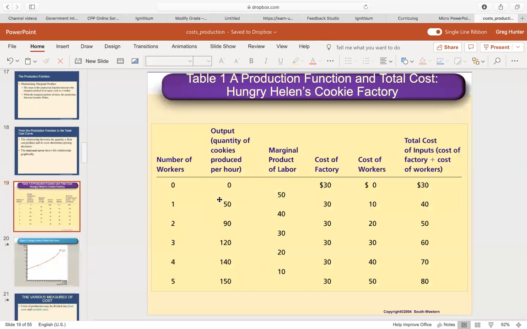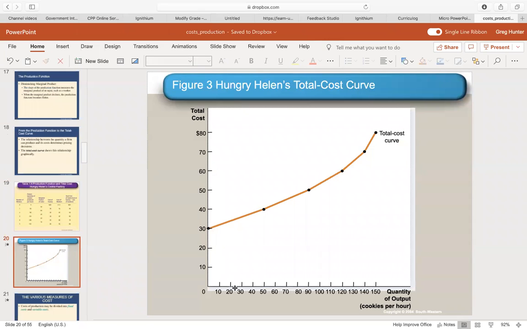So over here again, this is our table that has all of our information. And now we're interested in the relationship between the second column, which is the output, and the last column, which is the total cost. So if we graph that relationship, then we can see the total output, the quantity of output we're producing, and we can see the costs that the firm is paying to produce that output. And that's our total cost curve.